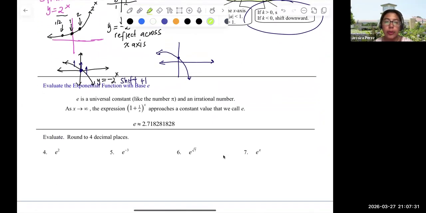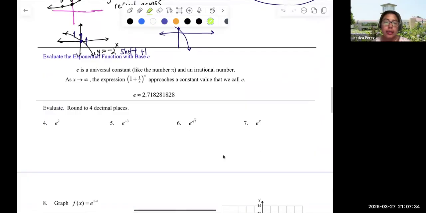Now, for the following, we are going to be using our calculators to evaluate. Let's define the value e. e is an exponential value with a base e. e is a universal constant. It's like the value of pi, it keeps on going. As x approaches infinity of the formula 1 plus 1 over x to the x, it approaches the value e. I'm not going to be asking you to do it by hand. So for questions 4 through 7, take a moment and go to your calculator and substitute the value.